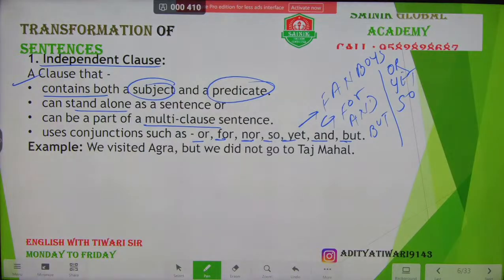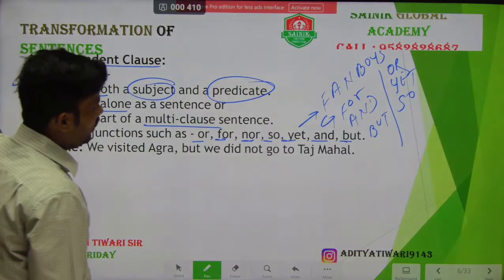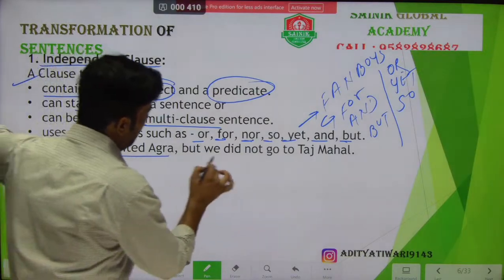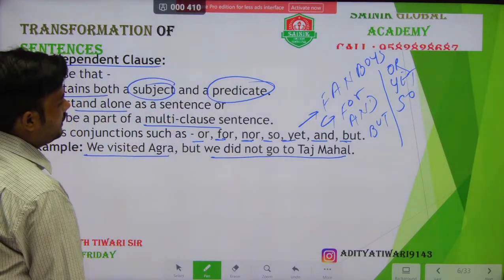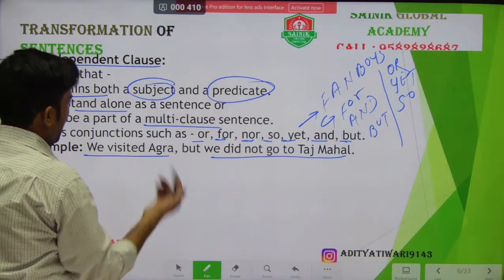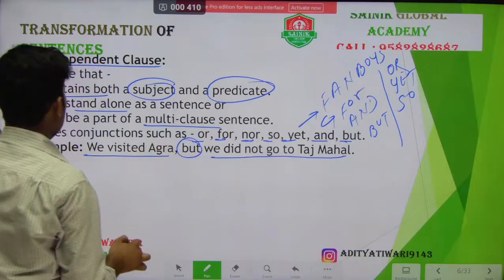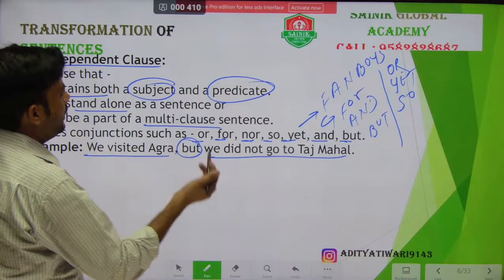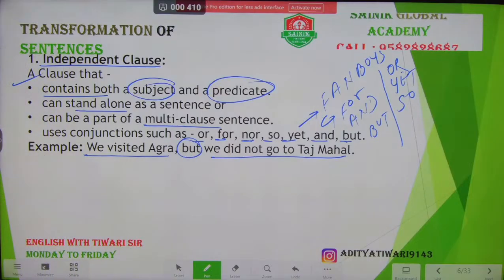Like see, we visited Agra, but we did not go to Taj Mahal. There are two sentences, and both are joined with "but". So "but" is a part of FANBOYS, and it is also a part of coordinating conjunctions.